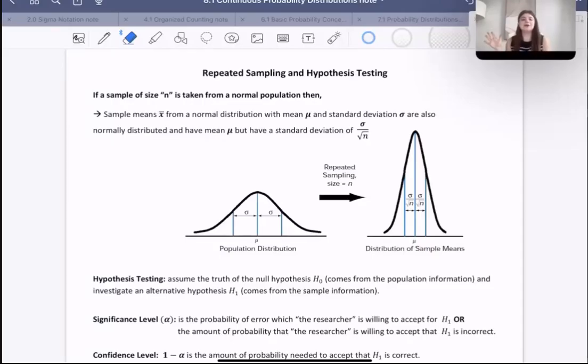Hello, everyone. Welcome back. Today, we're going to be talking about repeated sampling and hypothesis testing. So, let's do some reading first.